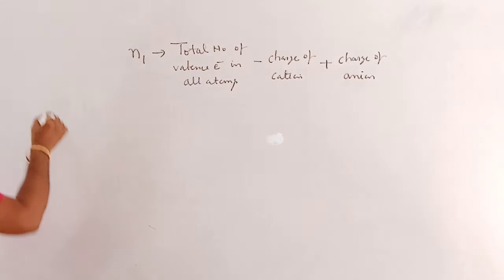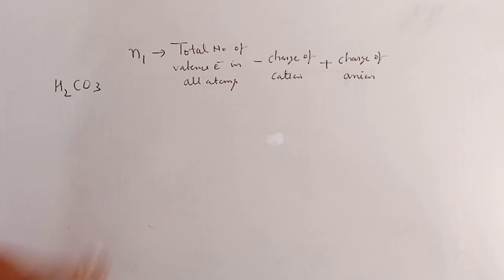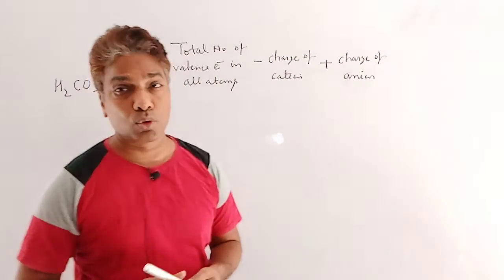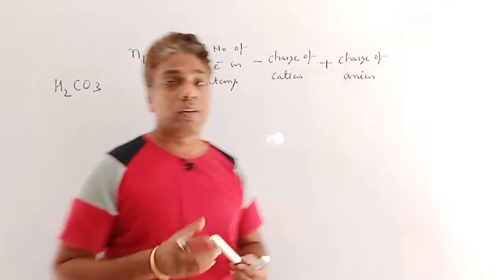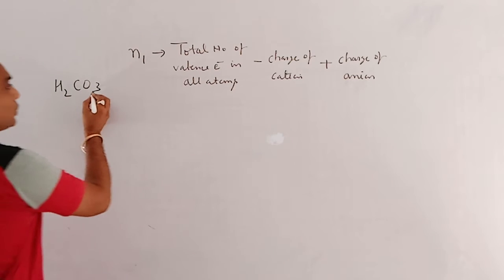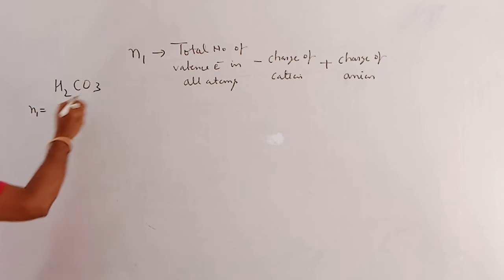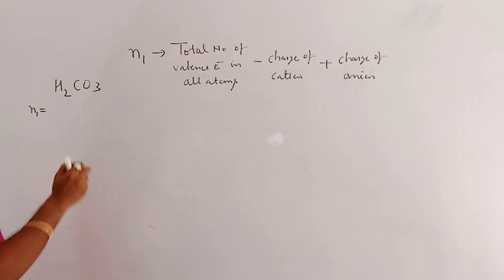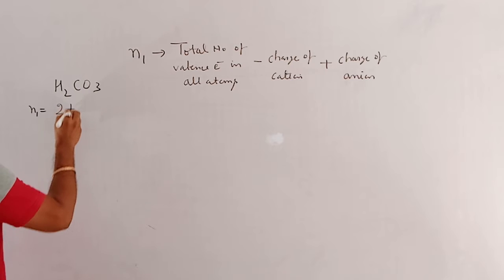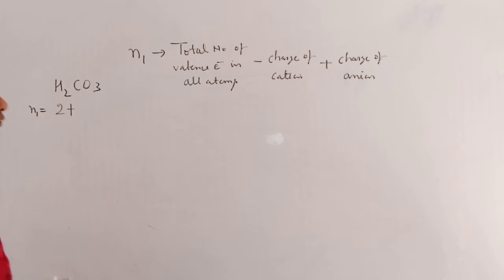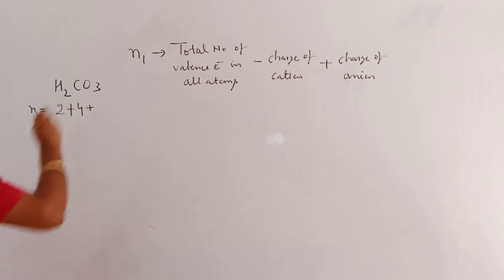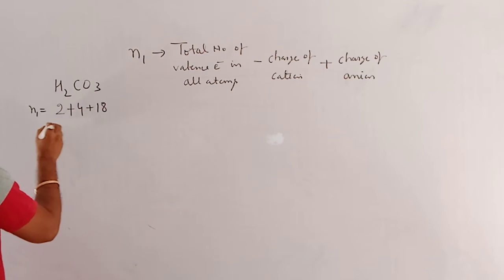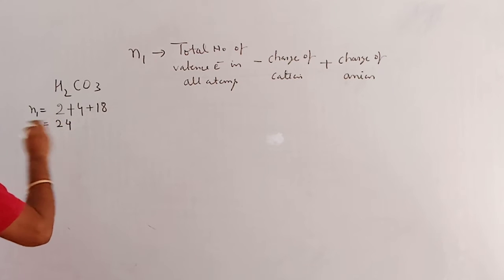For example, suppose in case of H2CO3, we want to calculate the value of N1. H2CO3 is the molecule. So the value of N1 is simply the total number of valence electrons in all atoms. In case of hydrogen, we have only one electron. We have two hydrogens, so 2 electrons, plus in case of carbon, we have 4 electrons in the valence shell. In case of oxygen, we have 6 electrons. We have 3 oxygens, so total number of electrons is 18. So the value of N1 will be 24.